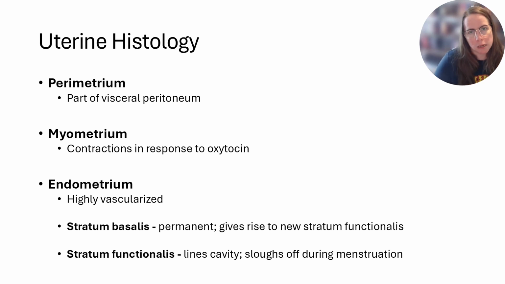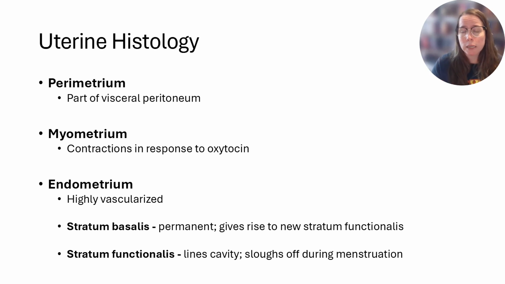Now, uterine histology is actually really critical when we're talking about the physiology of the female reproductive system, because spoiler alert, it changes throughout a female's cycle. Now, there are 3 layers to the uterus. We have the outer layer through which all these ligaments are attaching, called the perimetrium.